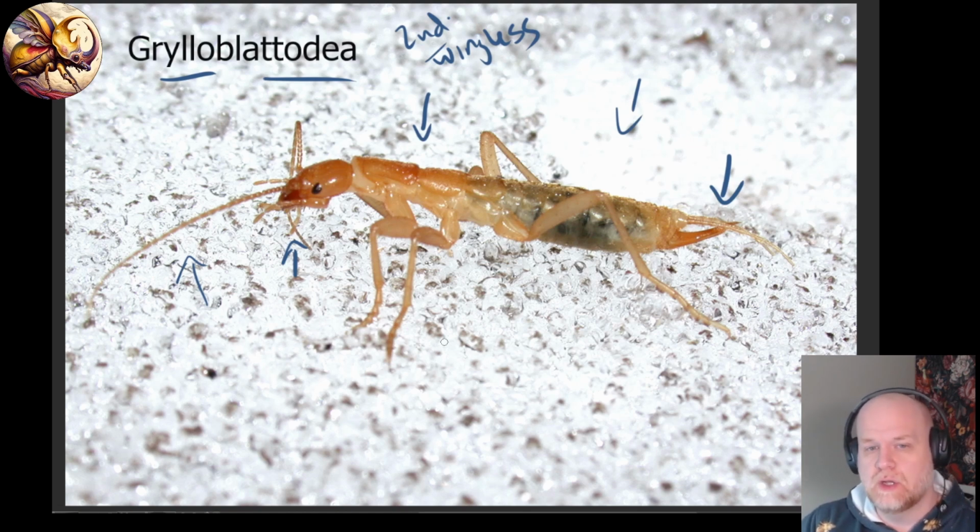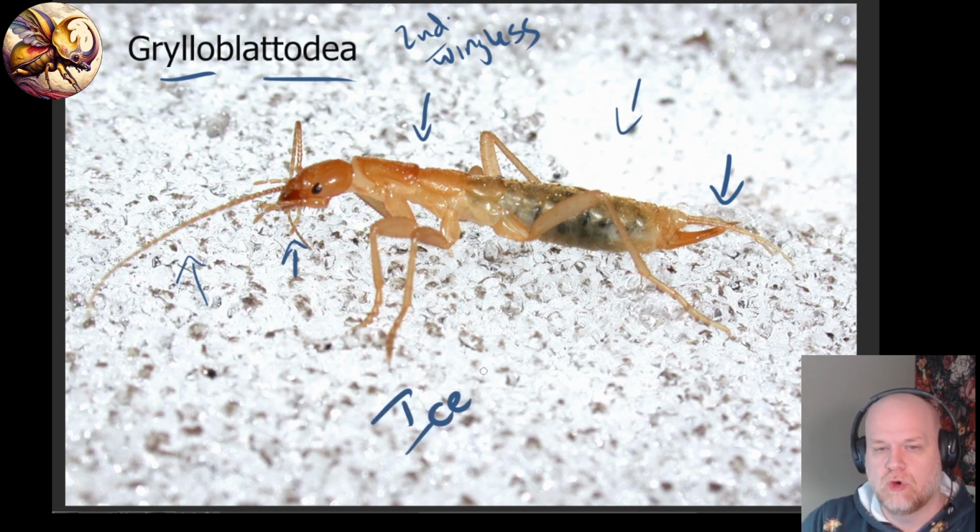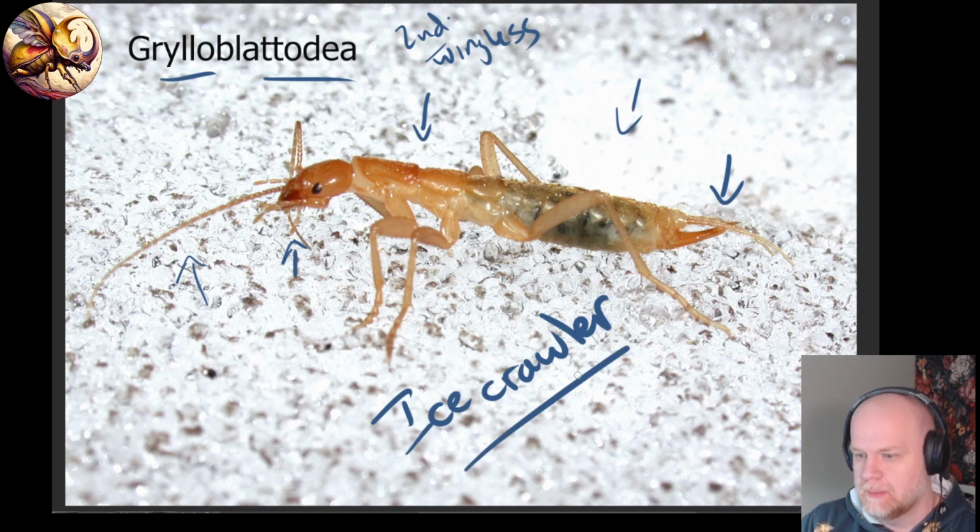So these guys are frequently called ice crawlers. And the reason for that is because they live in extremely cold environments. Usually when we talk about where they're found, it's on top of mountains in the snow.